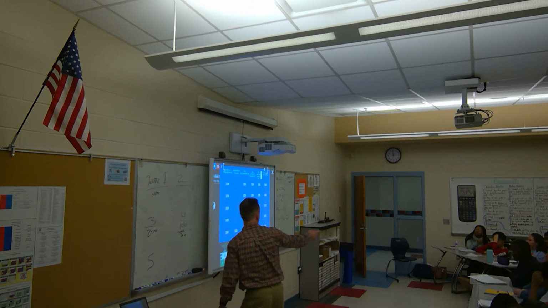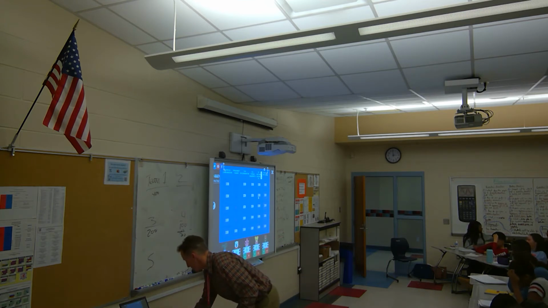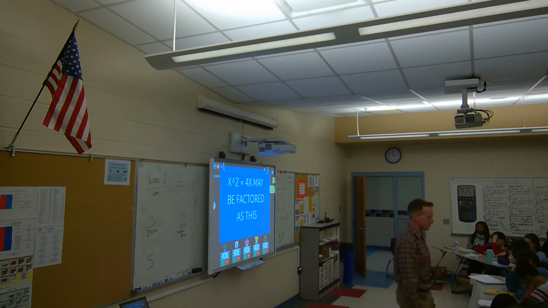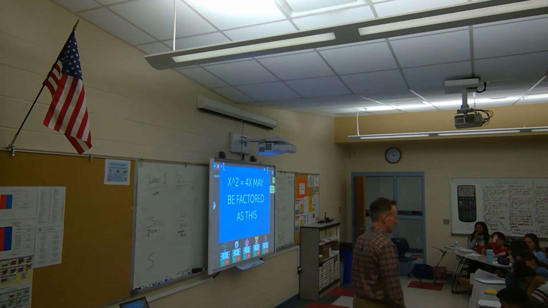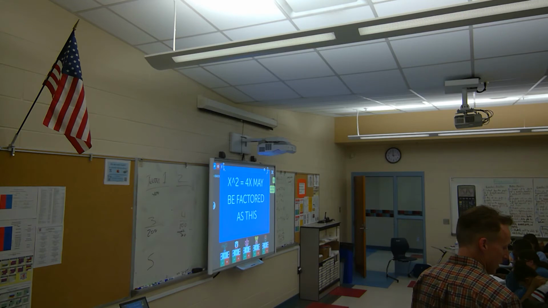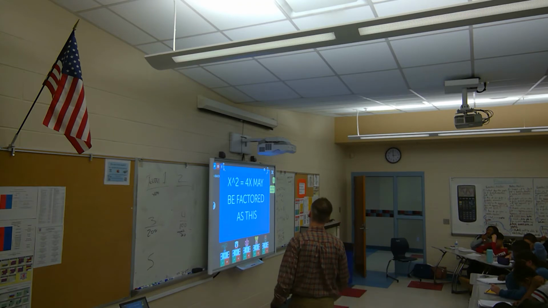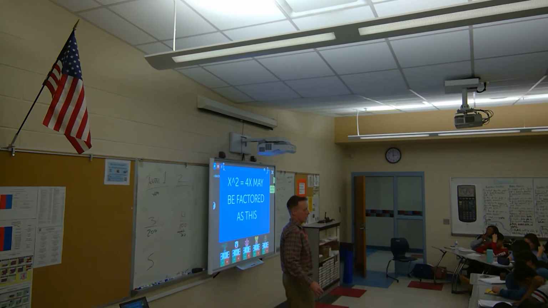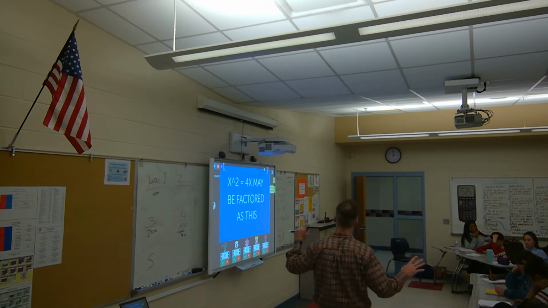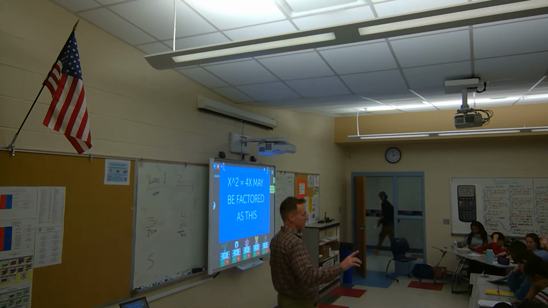We want 500. X squared equals 4x may be factored as this. You might want to write it down to help you with it. We're playing, we're having fun here. 2x and then parentheses x plus 2. It's not quite. X squared equals 4x, it's not quite, because the x isn't squared.